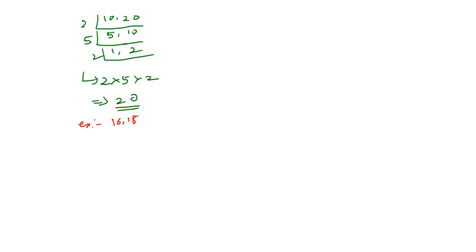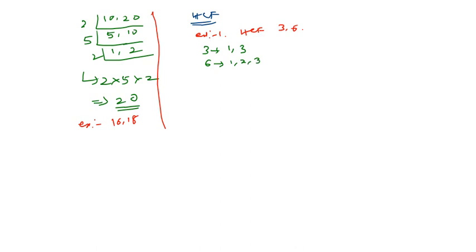Now we will understand the HCF of two numbers. HCF is the highest common factor. We will understand this starting with example 1: HCF of 3 comma 6. We need to find the highest common factor for 3 and 6. First we will write the factors for 3. What are the factors of 3? 1 and 3. What are the factors of 6? 1, 2, 3 and 6.